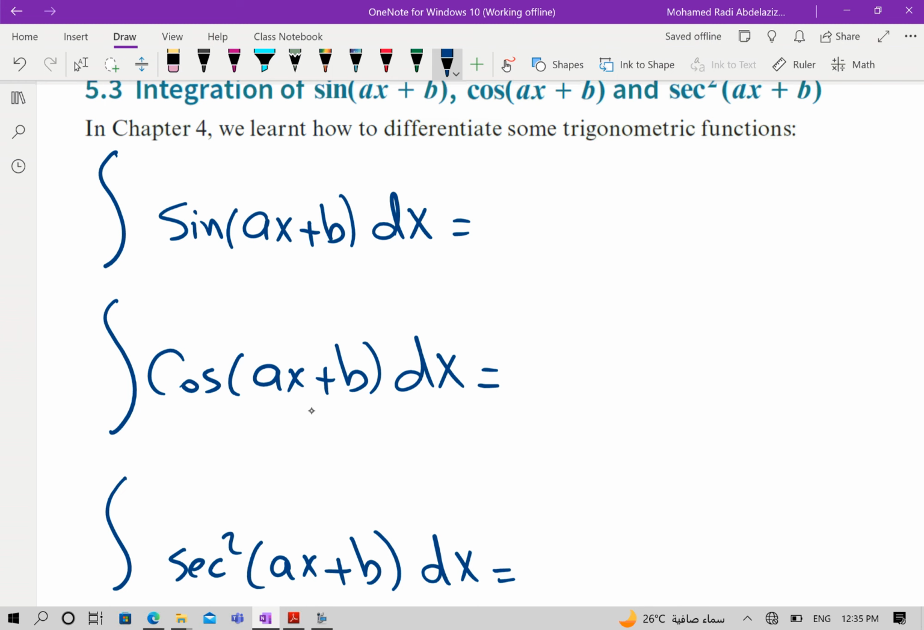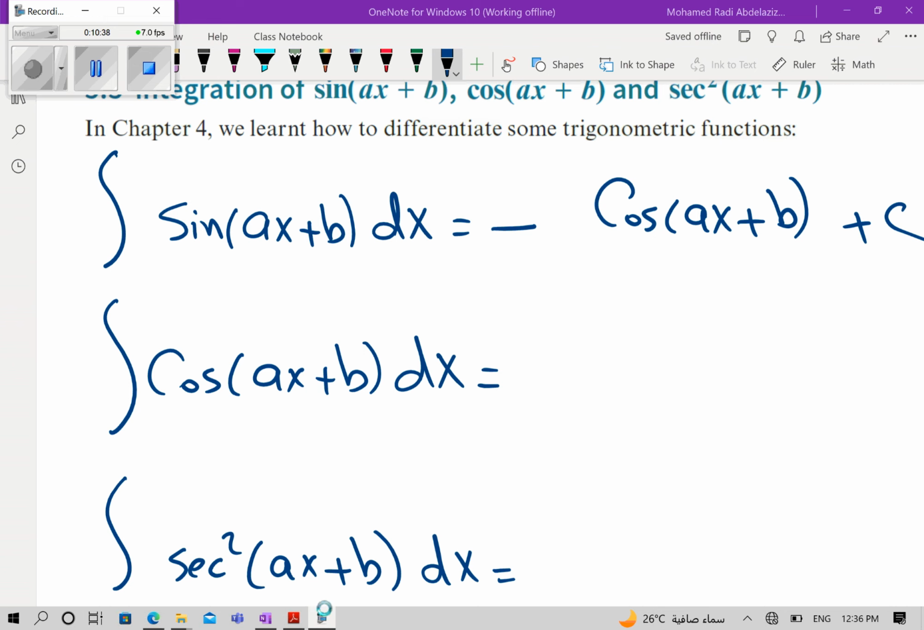Again, integrate sine. Differentiation of cosine is negative sine, so if it is negative sine, it will be cosine. We don't have the negative here, so the answer will be negative cosine(ax plus b) plus C. But we have a coefficient of x. If you differentiate it, we write it outside, so it will be 1 over a.